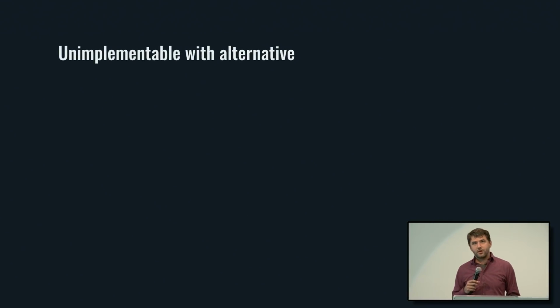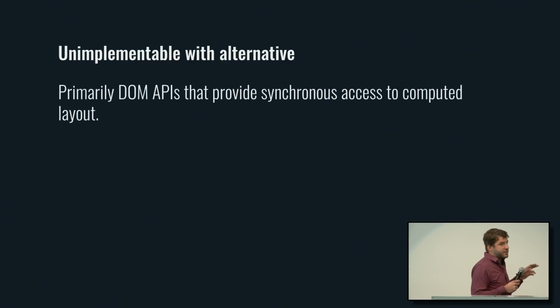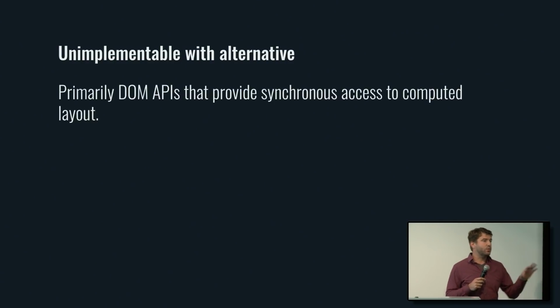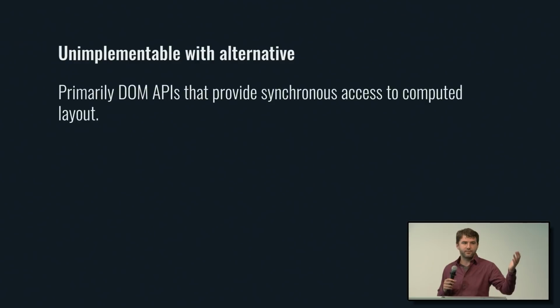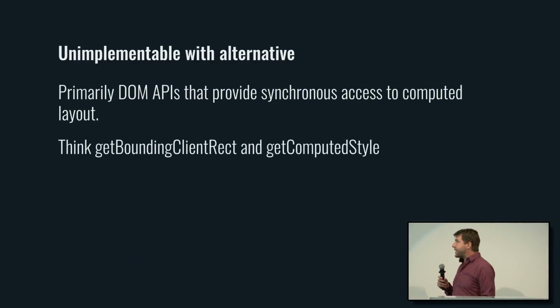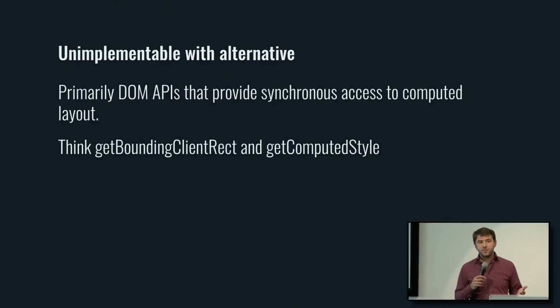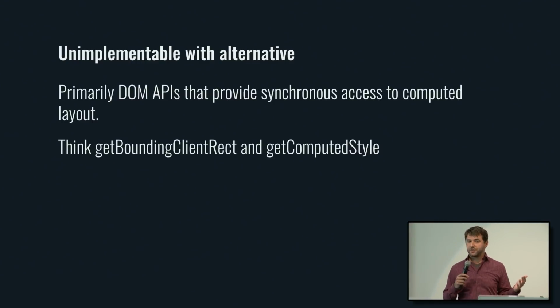So what is unimplementable, but we have alternatives for? These are typically synchronous DOM APIs that access computed layout. Because the worker has no knowledge of what the layout of those DOM nodes are, it can't actually provide synchronous access to that data. It would need to ask the main thread for that data. A really great example is getBoundingClientRect or getComputedStyle, which if you tried to implement in Worker DOM would not exist because we don't know the size of those objects.